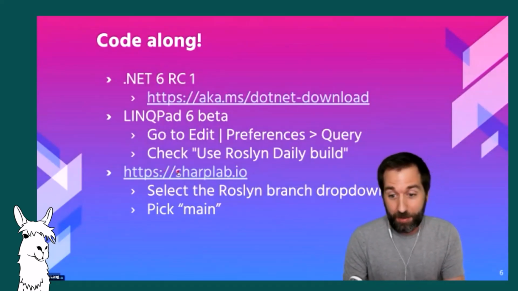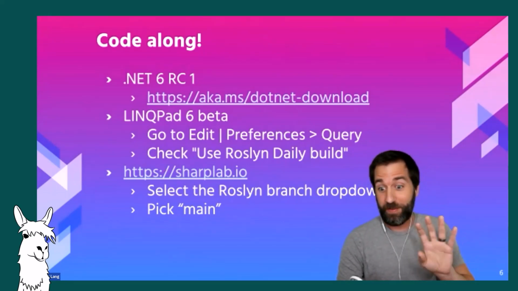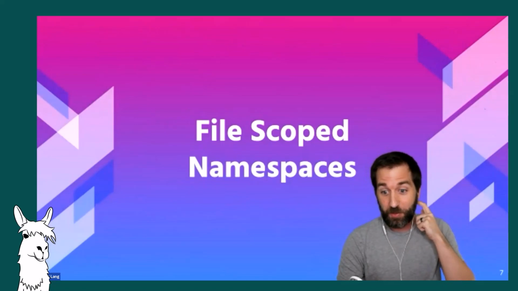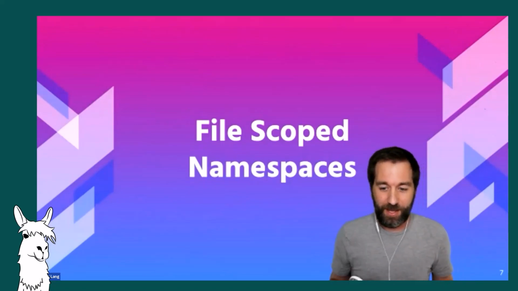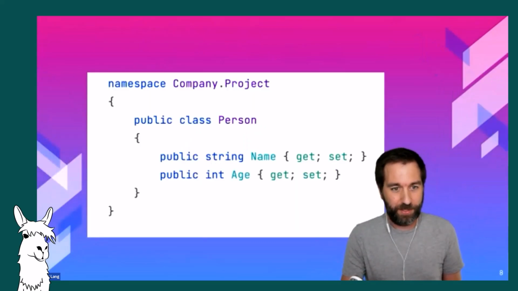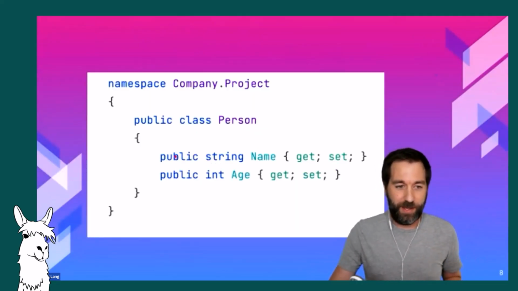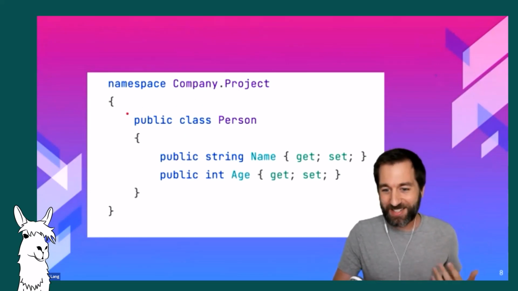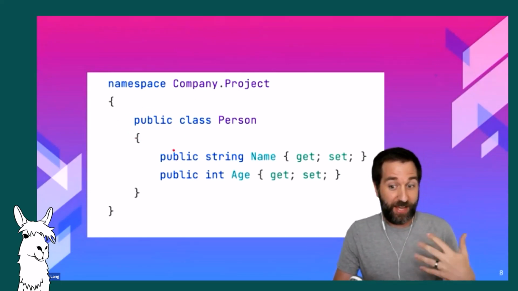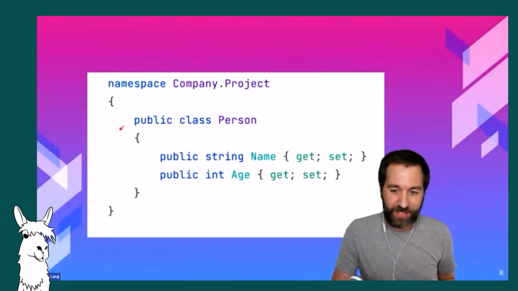I'm going to get straight into C# 10 features. The first one I'm going to start with is one of my favorites, which is file scope namespaces. I'll just bring that slide up. Here's what a typical C# file looks like. You've got a namespace, you've got a class, and then you've got members. And if you had methods in here, you'd have even more indentation at the side here. And there's a lot of wasted space in this indentation.